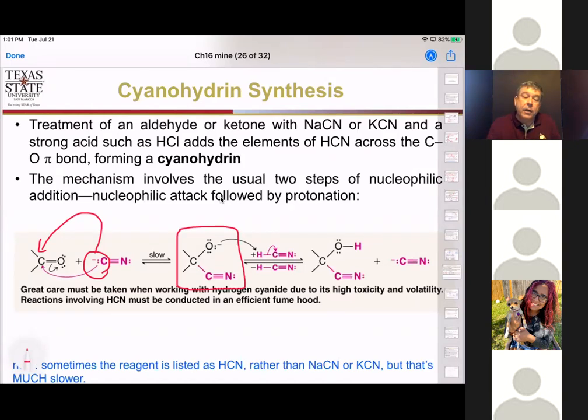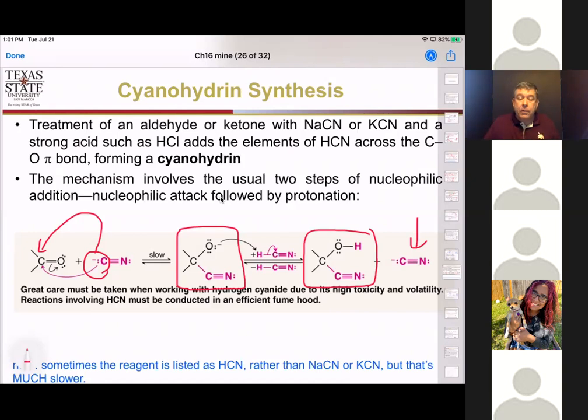That negative charge is now our base, and so it has to deprotonate something to generate our neutral species here. And notice it regenerates another equivalent of our cyanide ion. So that's the first step in our mechanism: attack by the nucleophile and then a transfer of a proton from the solvent or some other compound.